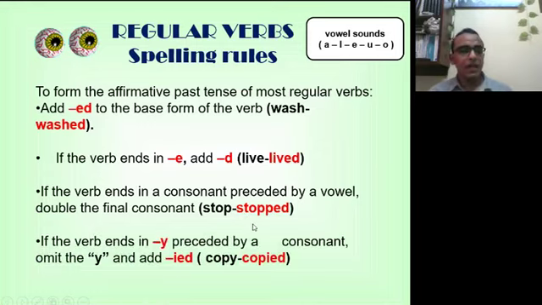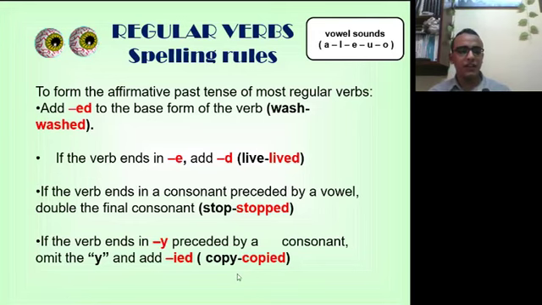Good. If the verb ends in Y, preceded by a consonant, omit the Y and add IED. So if the verb ends in Y, and before the Y we have a consonant, we remove the Y and add IED. For example, puppy, Y, and before the Y we have P, which is a consonant, so we remove the Y and add IED. Also study, studied. Okay, so this is very important.